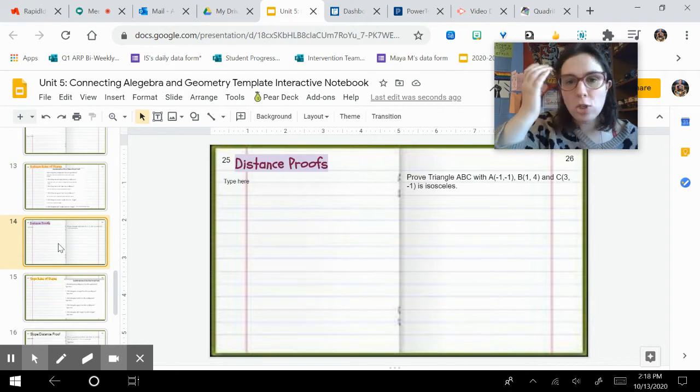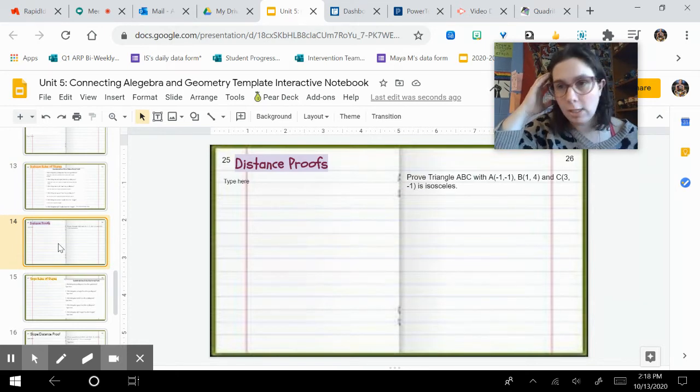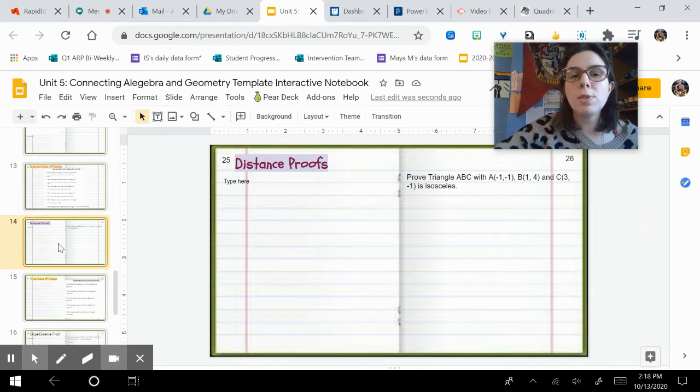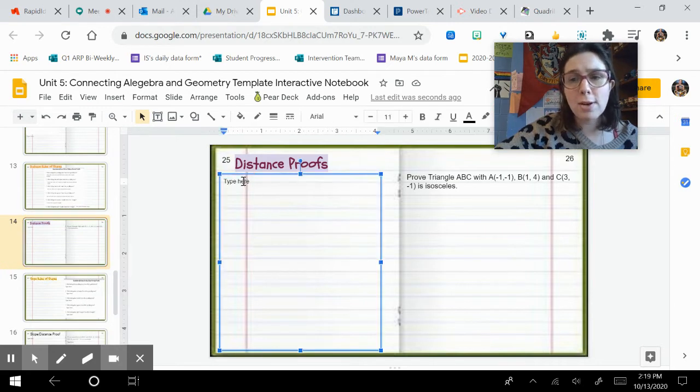We're going to prove this triangle ABC is isosceles. So we need to prove that there are two equal side lengths. We don't know which ones, so we have to find all three side lengths. Remember our distance formula with the Pythagorean theorem. That's what we're going to do. I'm going to do AB first.